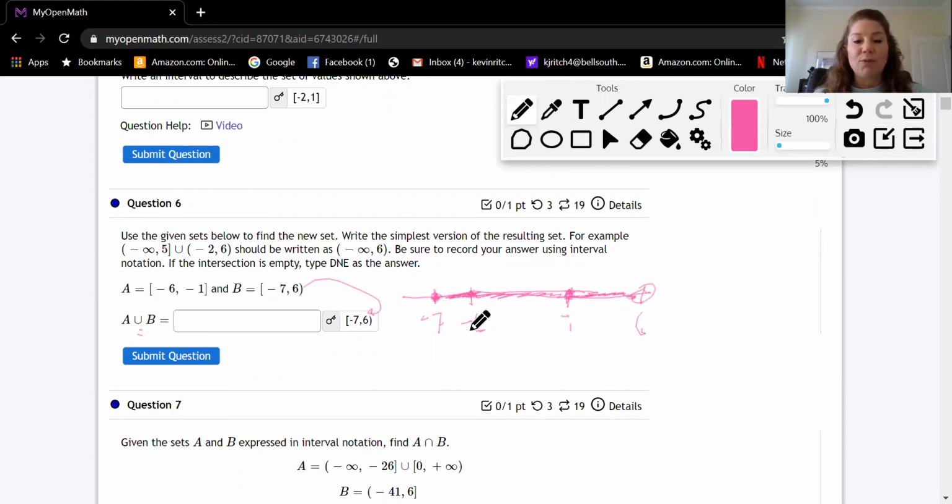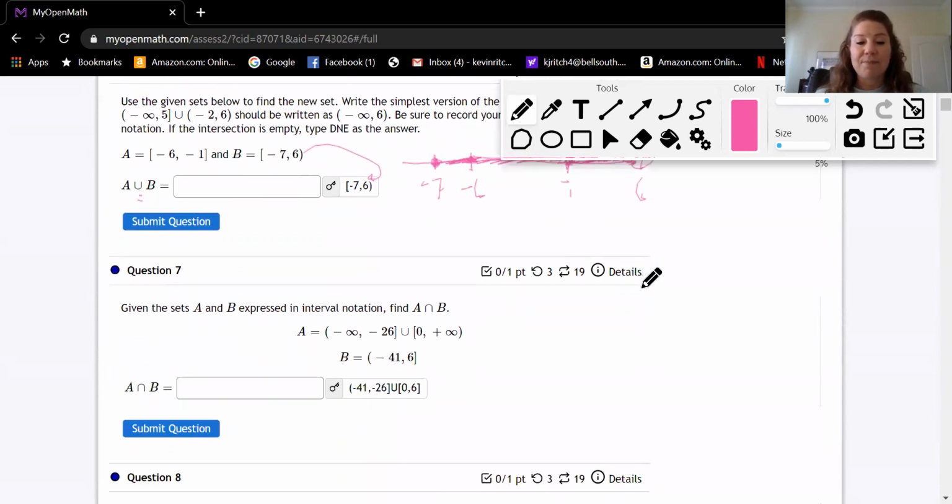So I had graphed, it's hard to read, but I graphed from -6 to -1, which is part of set A, and then I graphed set B, which is from -7, includes -7, to +6, that doesn't include +6. So remember, union is any number that's in either set. And so that means that our full set would go from -7 up through almost 6, but not including 6.